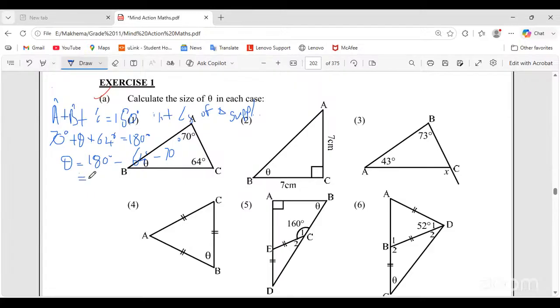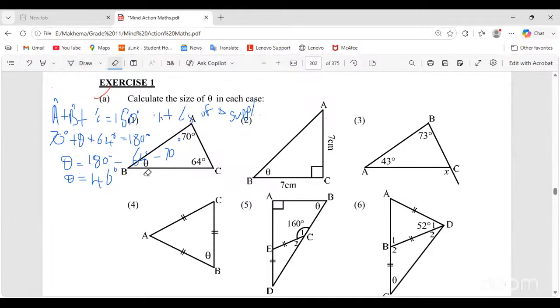Yes. Now, what is theta going to be equal to? Let me quickly punch my calculator, because sometimes we make careless mistakes by doing mental maths. I would always advise you guys to press your calculator to avoid those careless mistakes. So 180 degrees minus 64 degrees minus 70 degrees, I get 46 degrees. So the size of theta is equal to 46 degrees. We are done with this one.